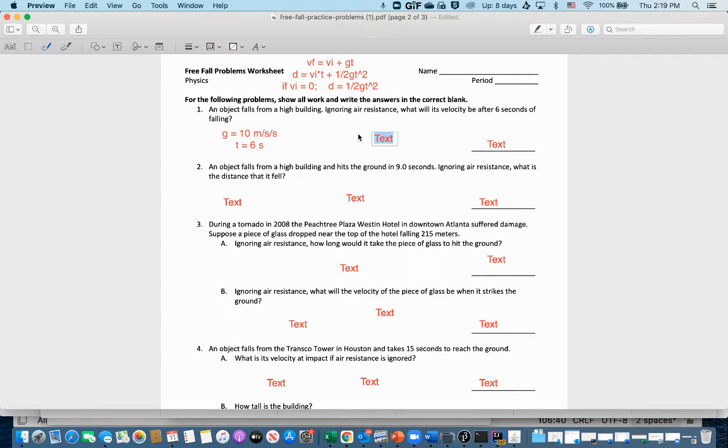The only equation that has v final is this top one. So I'm going to go ahead and write that equation here. V final equals V initial plus g times t. It's starting from rest, unless it says otherwise. We're always going to assume it's starting from rest. So I'm going to put 0 here, plus gravity times time. So that's 10 times 6. I'm going to leave off my units and come back and put them here. My gravity is always 10, my time is 6, so this would be 60 meters per second.